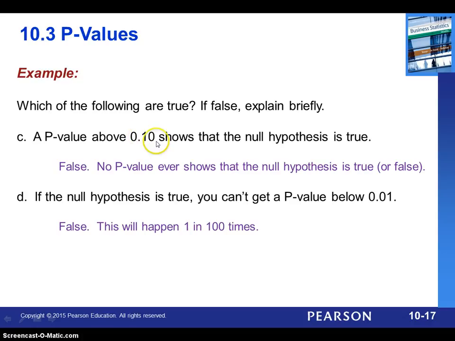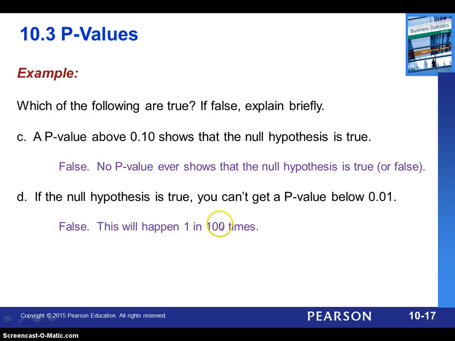A p-value above 0.10 shows that the null hypothesis is true. Well, this is just like the other one. This one's even worse. They're saying it is true. Never can we say that. So no, a p-value, no matter how high it is, does not guarantee the null hypothesis to be true. If the null hypothesis is true, you can't get a p-value below 0.01. So again, these are percentages, so this is false.